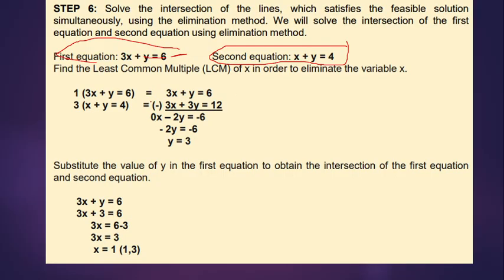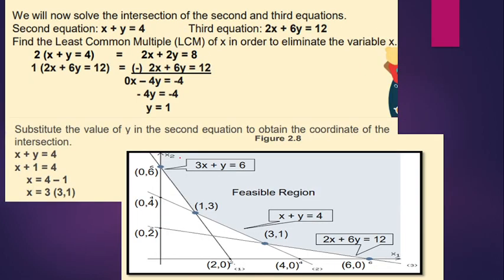Okay, using the elimination method, 3x plus y equals 6, x plus y equals 4. Find the additive inverse. That cancels, negative 3. So negative 2y equals negative 6. Divide both sides by negative 2, so y equals 3. After that, replace y equals 3 in the first equation. So 3x plus 3 equals 6, transpose 3, so 3x equals 6 minus 3, which is 3. Divide both sides by 3, so x equals 1. And our y is 3. So the intersection point is 1 and 3. Just use the elimination method to find the intersection point.